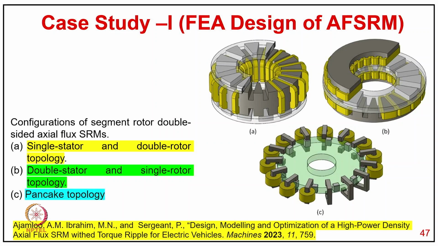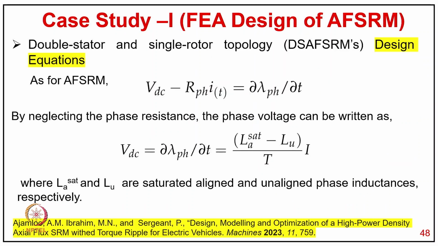And here you can see the configuration of the segmented rotor double-sided axial flux machine. The diagram shows A, the single-sided and double-sided rotor topology, B, the double-sided and single-sided rotor, and C, the pancake topology.